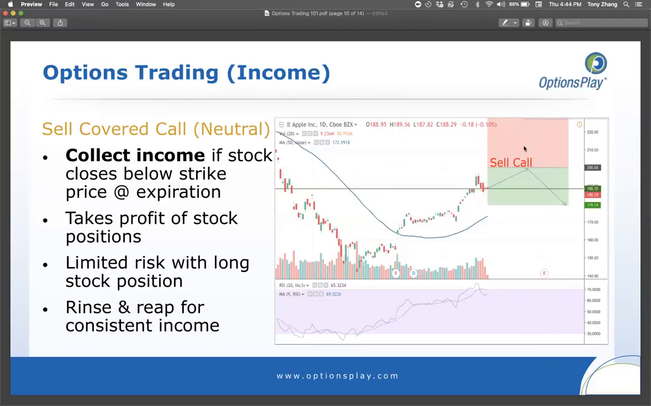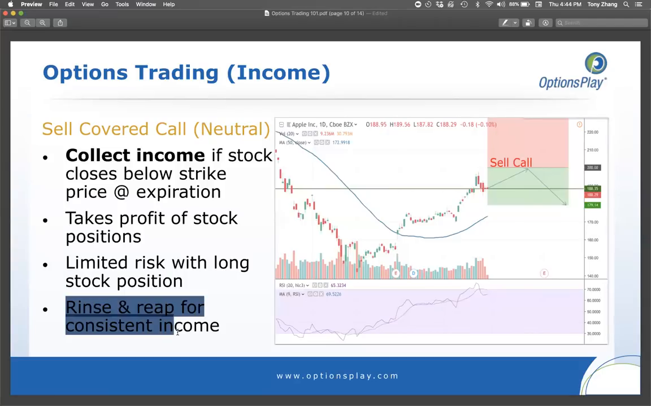But if the stock does rally above 200, you effectively have sold your stock at $200. So you don't have any true losses above $200. You just simply are not participating in any gains above 200. And what this does is it limits the risk with a long stock position. So your stock position is really what hedges your risk against losing money on the upside.